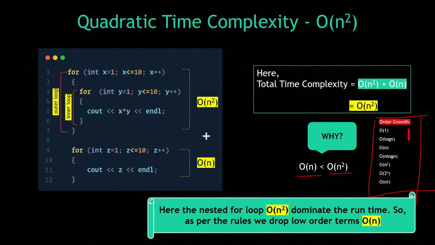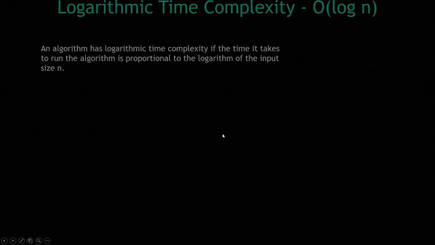Here the nested for loop of n square dominates the runtime. So as per the rules, we drop the lower order term of n. The time complexity will be O(n square).